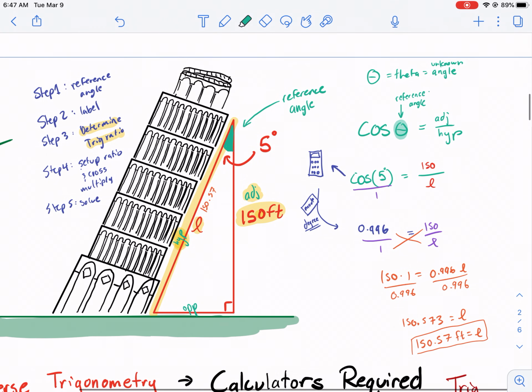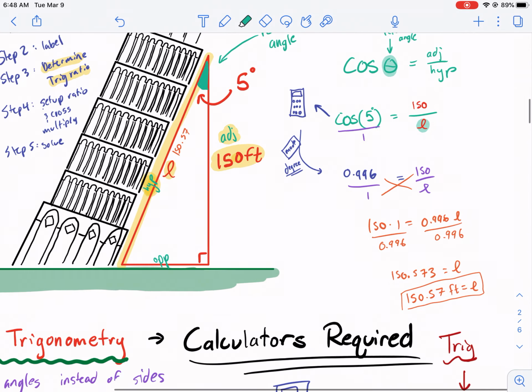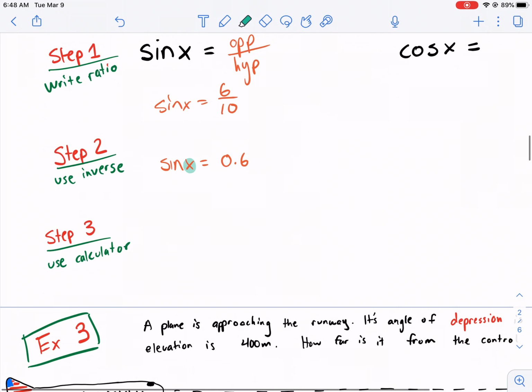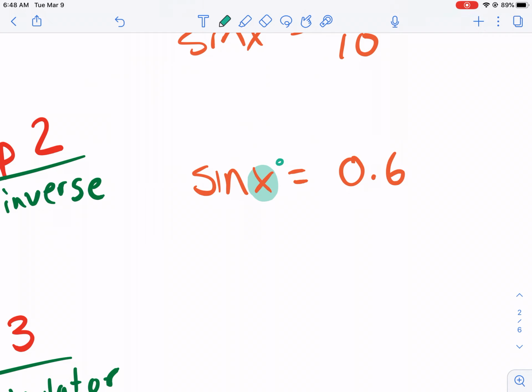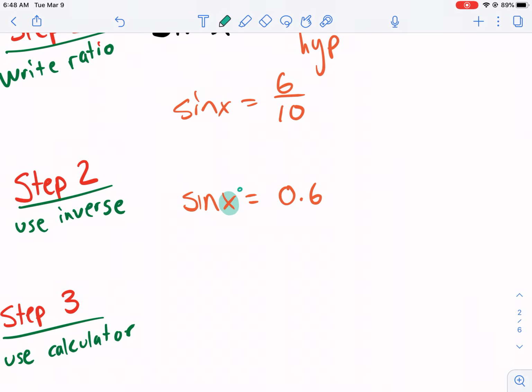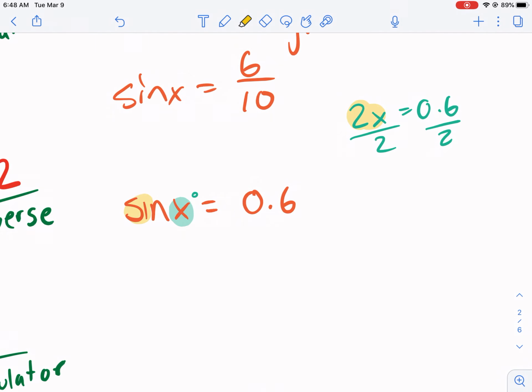In the earlier cosine problem, we were trying to find a side, looking for L, the variable, the missing side. This time, look where it is. We have x next to sine. That means x is an angle, a reference angle that we're trying to find the number of degrees of. So how do we undo this operation? For example, if we have 2x equals 0.6, we would divide both sides by 2, because dividing is the opposite operation of multiplying by 2. Well, what's the opposite operation of sine of x?